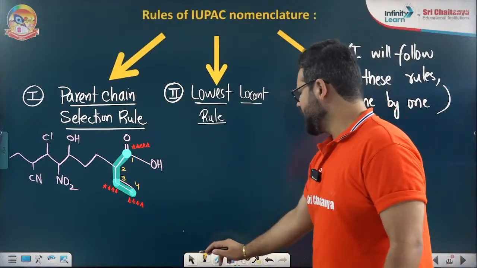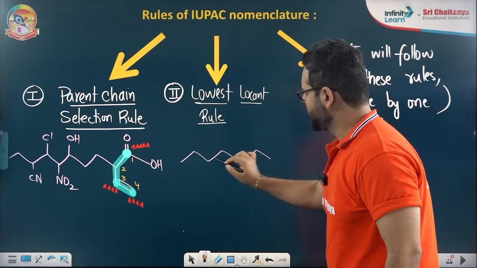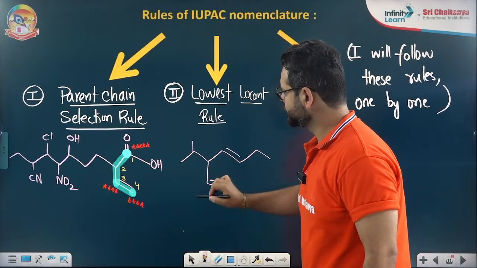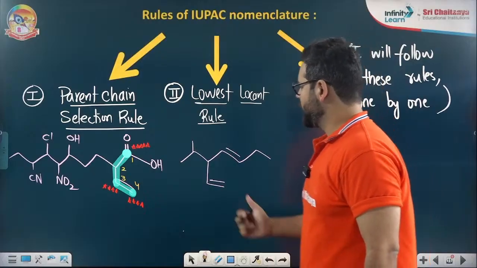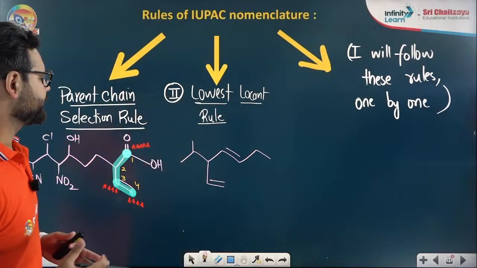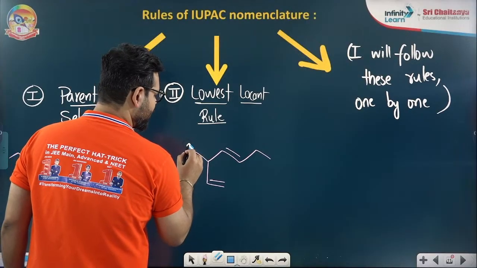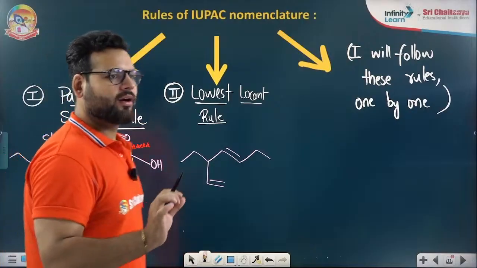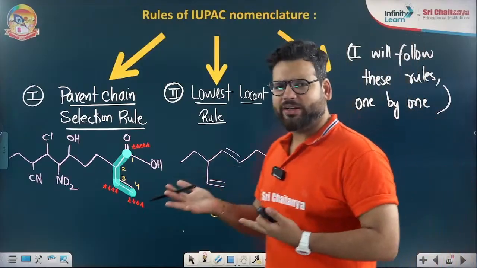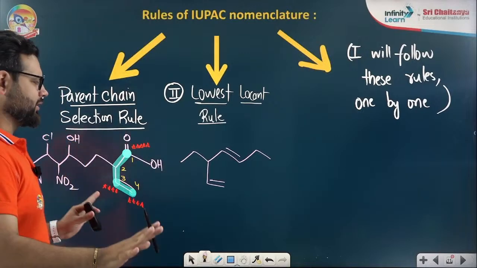Okay. Let's see the second example, everybody. I want you to number it. Please see here. Tell me, what is the set of locants here? I am asking this question to you. What are the set of locants? If you number it correctly, what all numbers will come in the name? Just choose the parent chain yourself first, and then number it yourself.